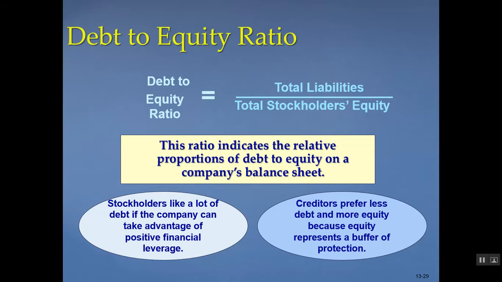Creditors and stockholders have different views when defining the optimal debt to equity ratio. Stockholders like a lot of debt if the company can take advantage of positive financial leverage. Creditors, however, prefer less debt and more equity because equity represents a buffer of protection. So there's no right or wrong debt to equity ratio. It really depends on the company's overall leverage strategy.